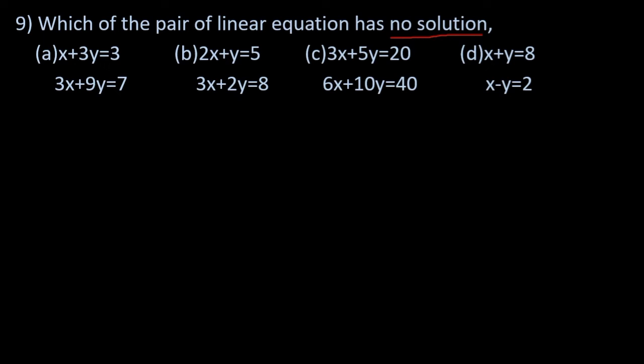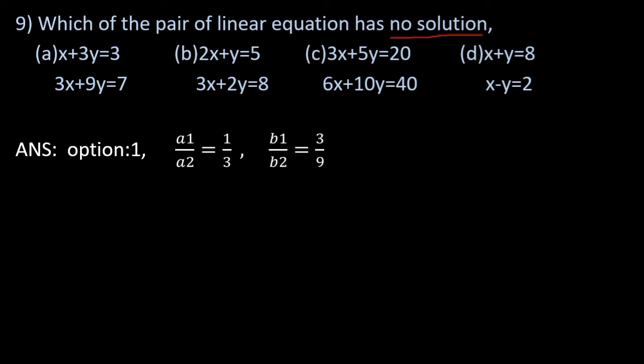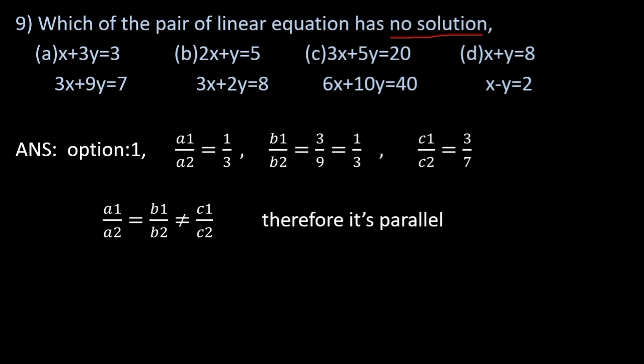First option, you can see we have a1 value 1 and a2 value 3. So we will get a1 by a2 is 1 by 3. And next b1 by b2, we have b1 is 3 and b2 is 9, that is 3 1s are 3, 3 3s are 9, we will get 1 by 3. So here a1 by a2 is equal to b1 by b2. Now we will see c1 by c2, how much we get. c1 we have 3 and c2 we have 7. Is it equal? Yes, a1 by a2 is equal to b1 by b2, but it's not equal to c1 by c2. Therefore we can say it's parallel and it has no solution. Option A is the correct one. If you're not getting it in option A, you can check with option B or option C.